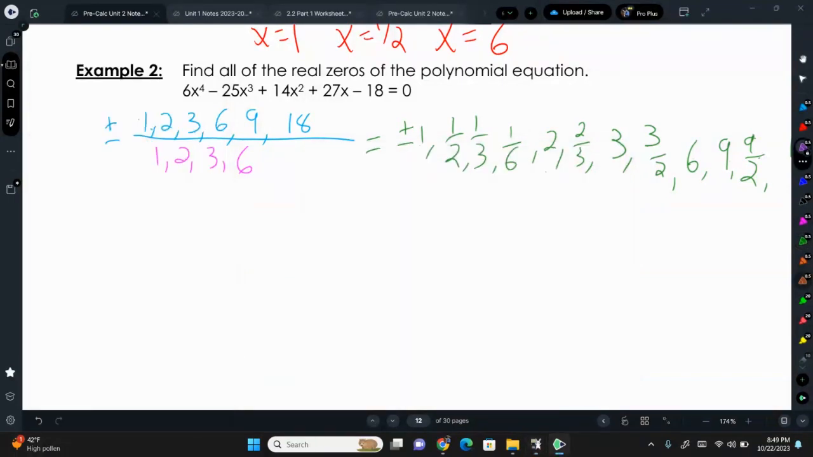All right, so now let's try -1, and then our 6. Let's try 3 first.